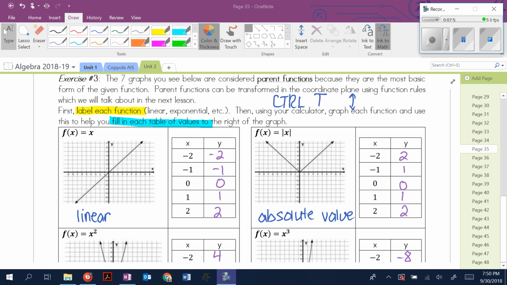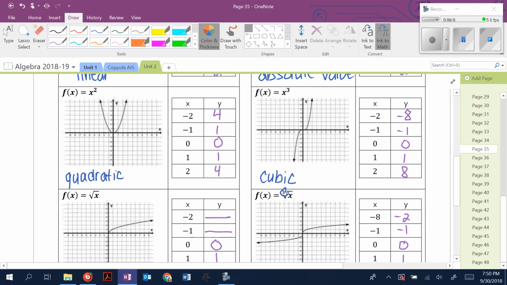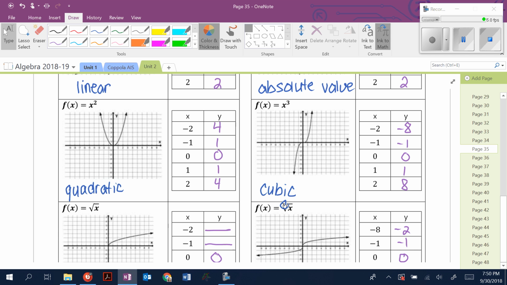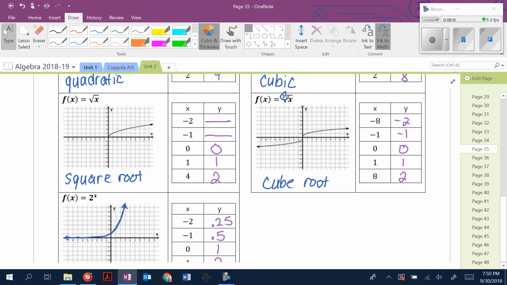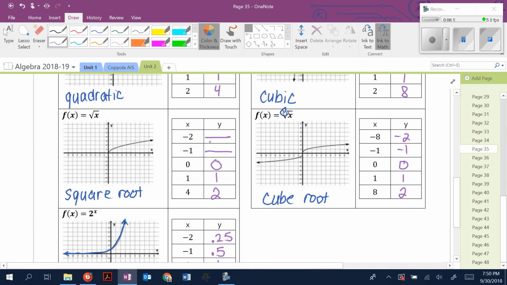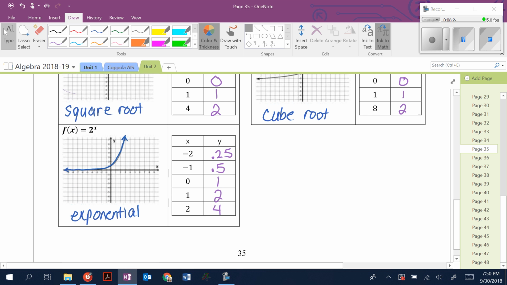Okay, check it out. Here's a table for linear and absolute value. Here are the tables for the quadratic and cubic function. Square root and cube root. In your calculator it would have said undefined, because notice how there's no graph in the negative area. It's a good point to bring up. The domain is always restricted with a square root function. Cube root. And lastly, exponential.